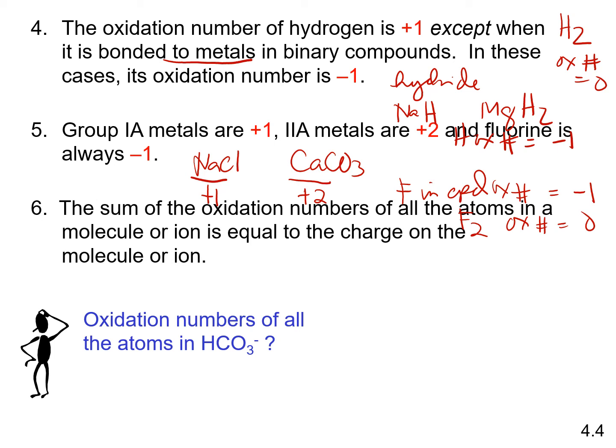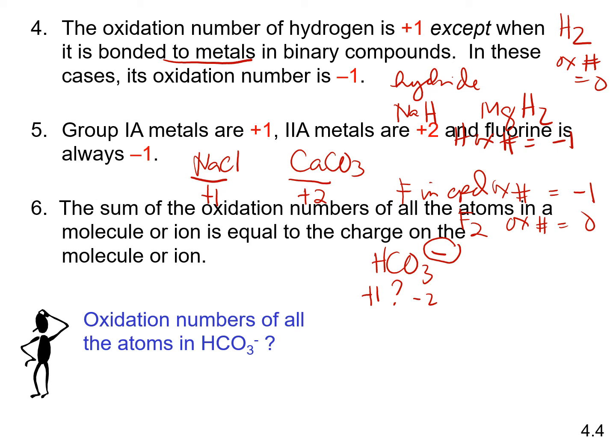So for example, our bicarbonate. The sum of the oxidation numbers of the atoms here is equal to the charge. By definition, remember, if it's part of an ion or compound, hydrogen is +1 and oxygen is -2. So what is the oxidation number of carbon? Again, by a simple formula, we can calculate it.